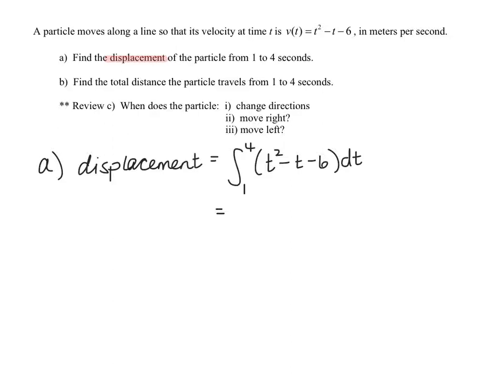subtract the result. So the antiderivative of t to the second power should be 1/3 t to the third power. The antiderivative of negative t will be negative 1/2 t to the second power, and the antiderivative of negative 6 will be negative 6t. And then I like the notation where we have the antiderivative in brackets. We have our 1 and we have our 4, which shows that we're going to substitute in 4, substitute in 1, and subtract the results.